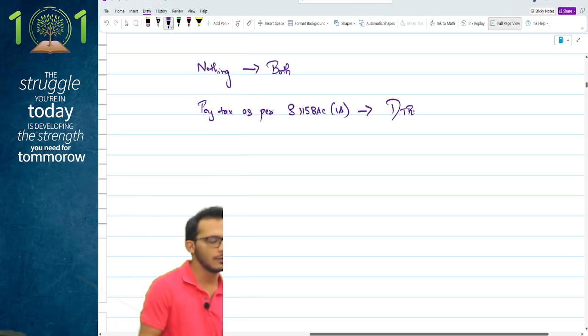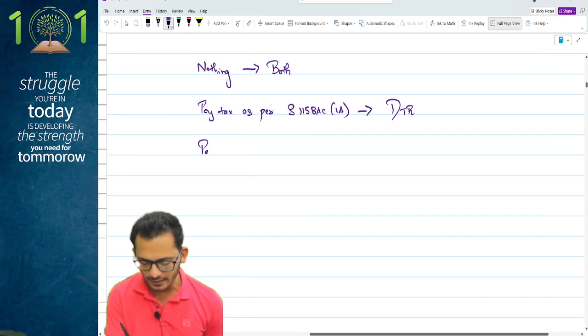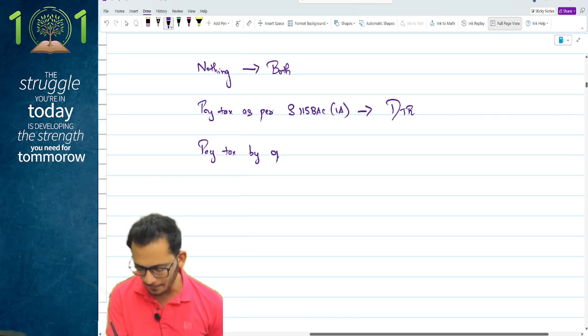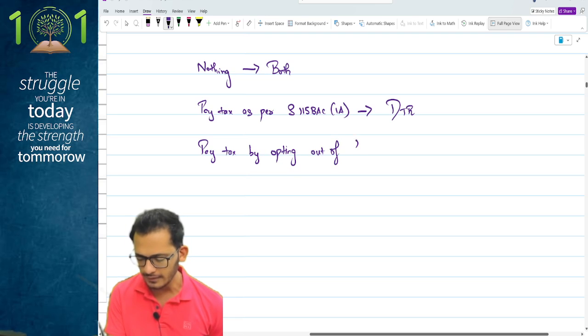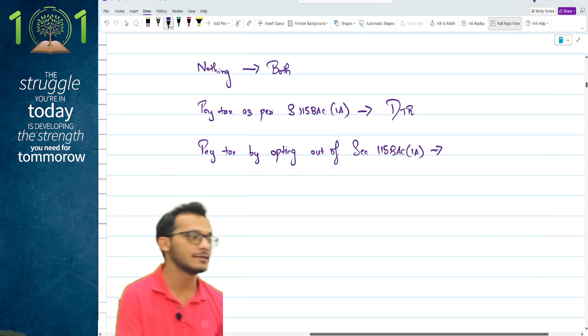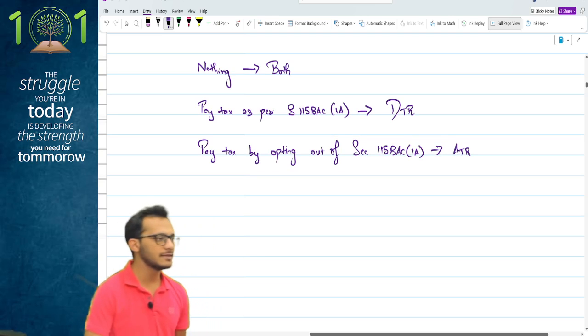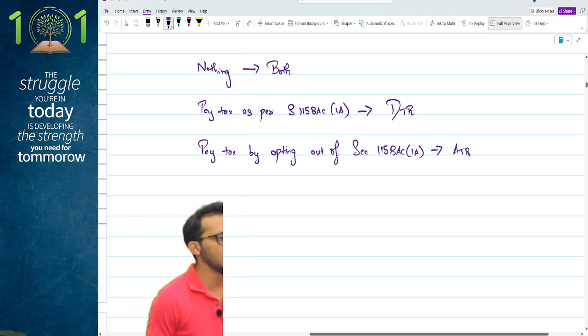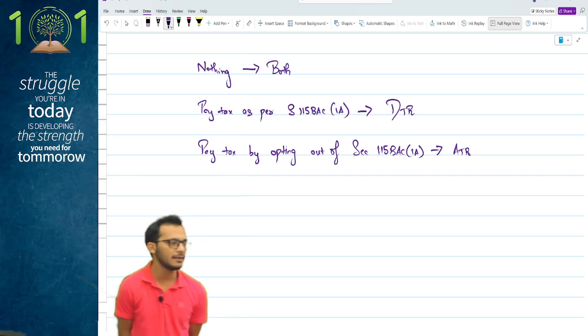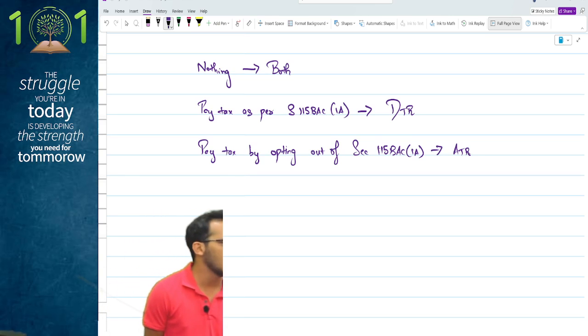Yes or no? If the question says the person is paying tax by opting out of section 115BAC subsection 1A, then it is the alternate tax regime. If you notice this carefully, both the places it is 1A only. But the provision says if you are opting, then it is default. If you are opting out, it is alternate.